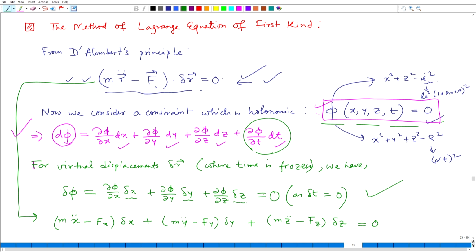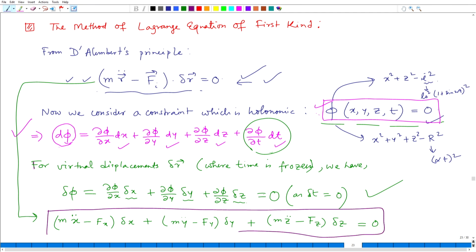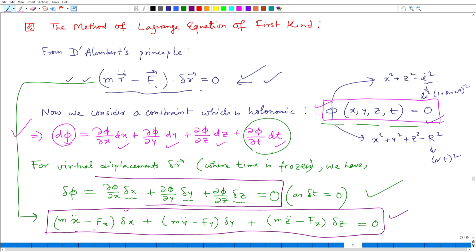So, I now have two equations. One is this, where delta x, delta y, delta z are related by some other functions and finally gives a result which is 0. And I have this, where also some combinations of delta x, delta y and delta z add up to 0.